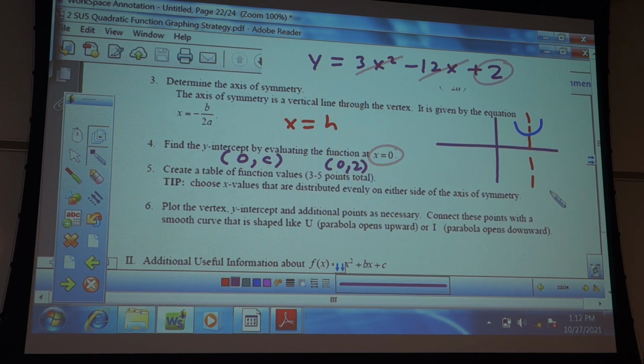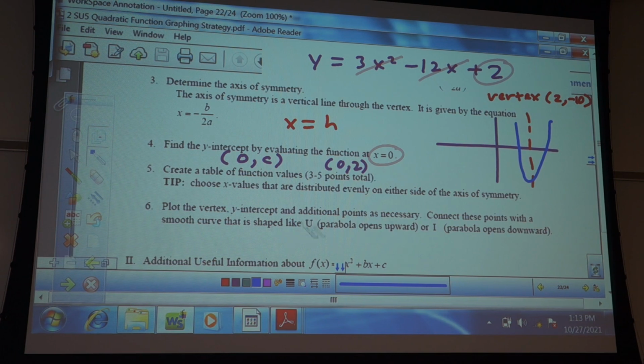So what was my h comma k? My vertex was 2 comma negative 10, is that right? So my vertex is actually going to be more like down here, we'll say 2, negative 10. It'll look something like this, right?